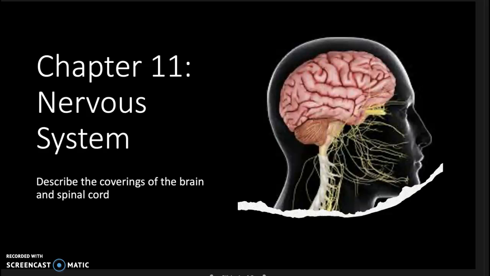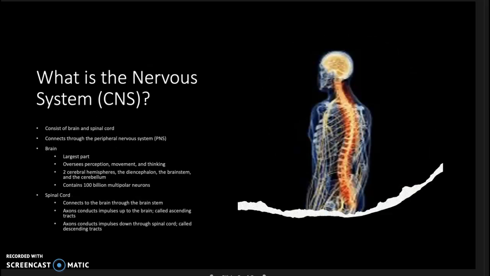Chapter 11, Nervous System. Describe the coverings of the brain and spinal cord. What is the nervous system? It consists of the brain and the spinal cord, connected through the peripheral nervous system. The brain is the largest part, and oversees perception, movement, and thinking.